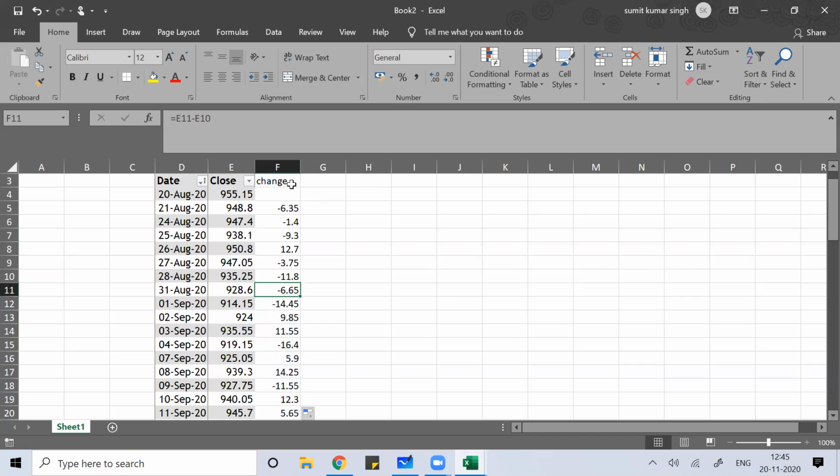Once you find the change, the next thing you have to find is the gain. If today's closing price is more than yesterday's closing price, then it is a gain, while if today's closing price is less than yesterday's price, then it is a loss. So here I'll write: if this change is greater than 0, then give me that change. Otherwise, give me 0.